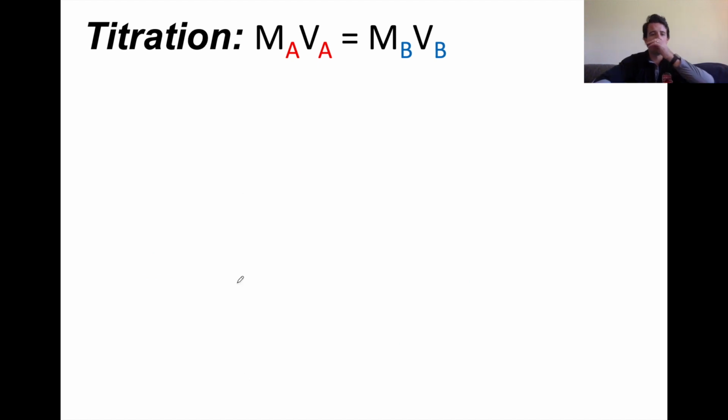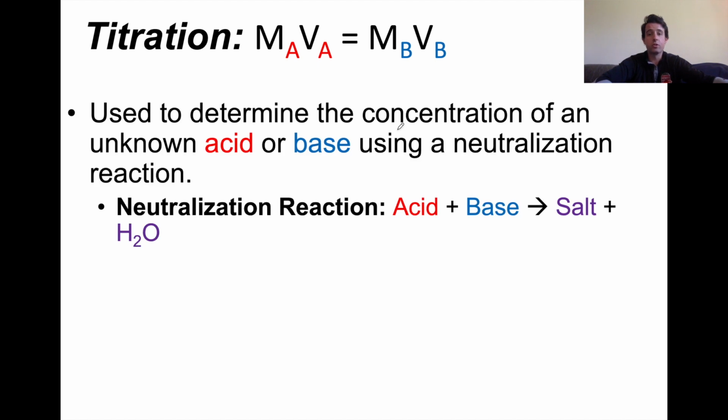There we go. Titration is MV equals MV. We've talked about this already. So here's what's actually happening in a titration reaction. It's used to determine the concentration of an unknown acid or base by neutralizing it. So we will either know the acid or know the base. For the purposes of most chemistry labs, they are going to have a known base and an unknown acid. That's usually how we work, but you could do it the other way around.